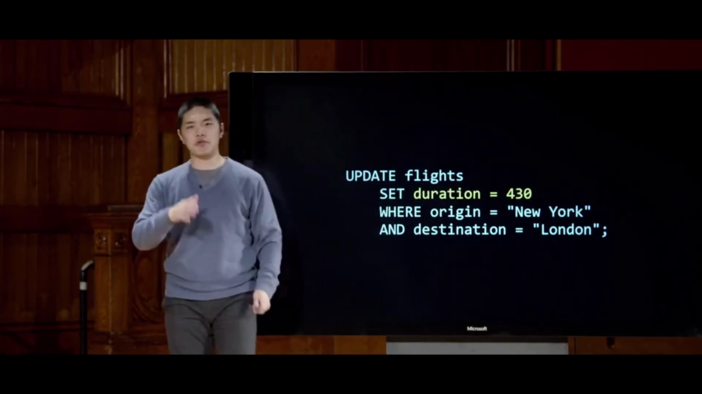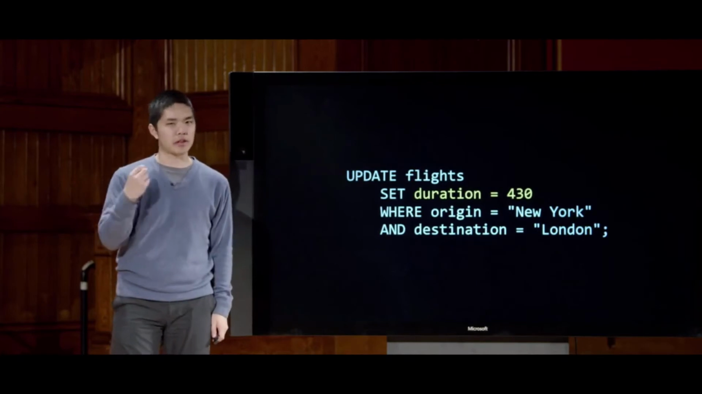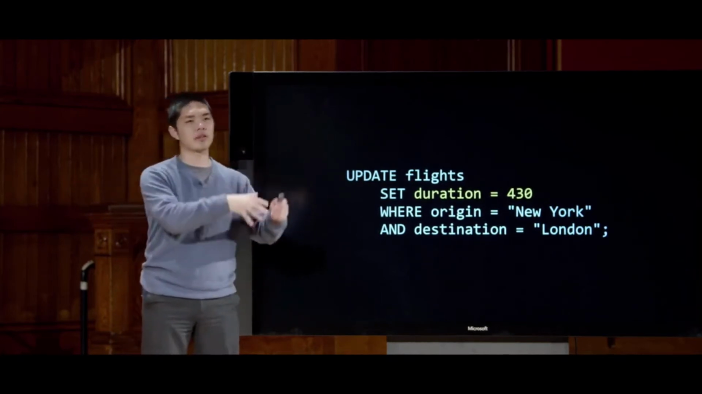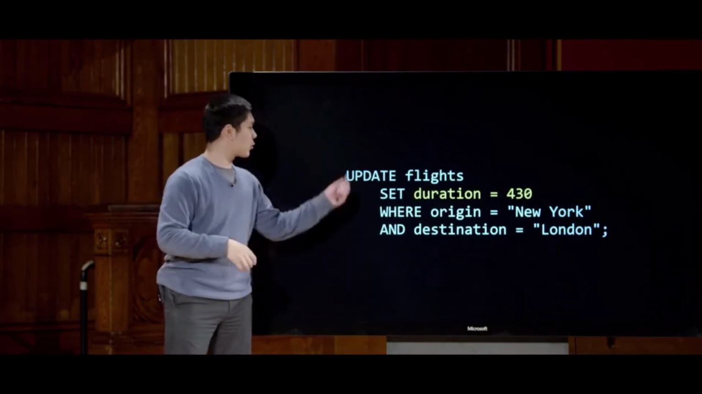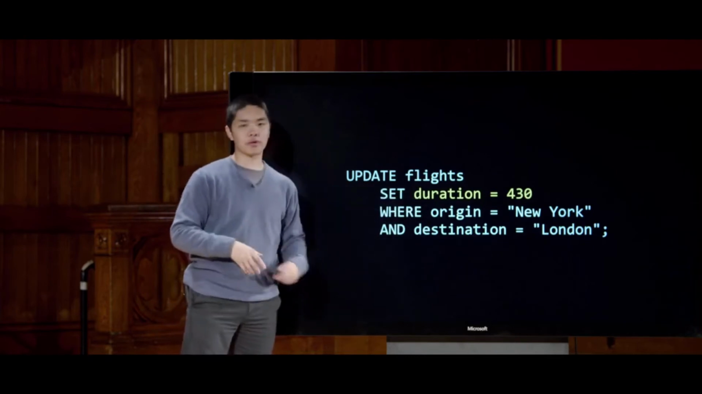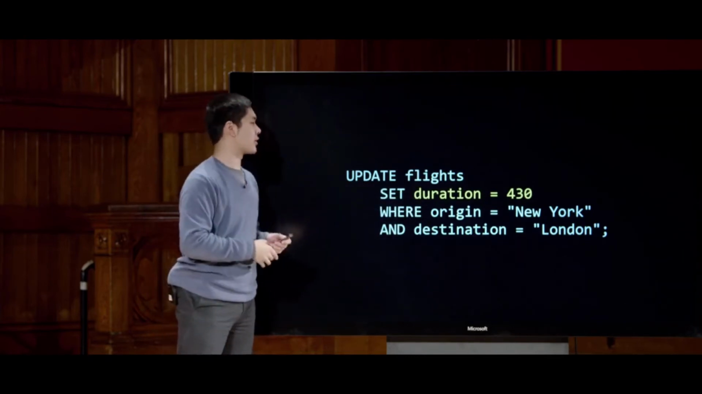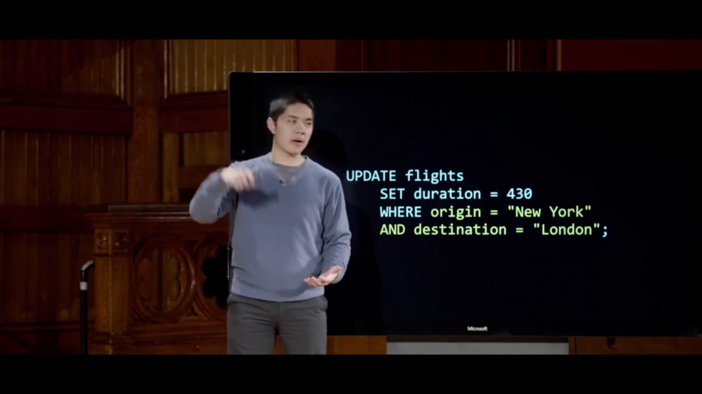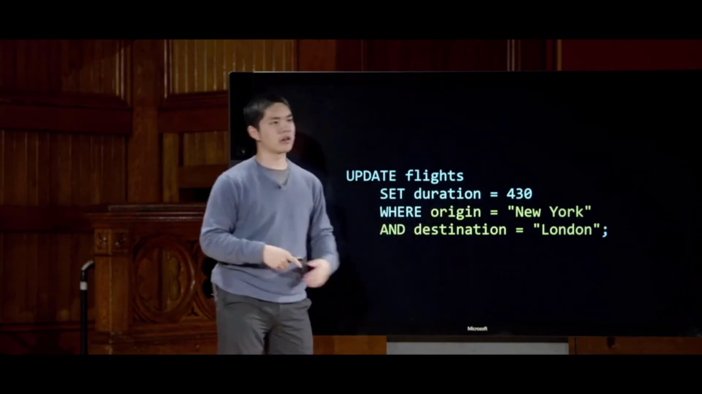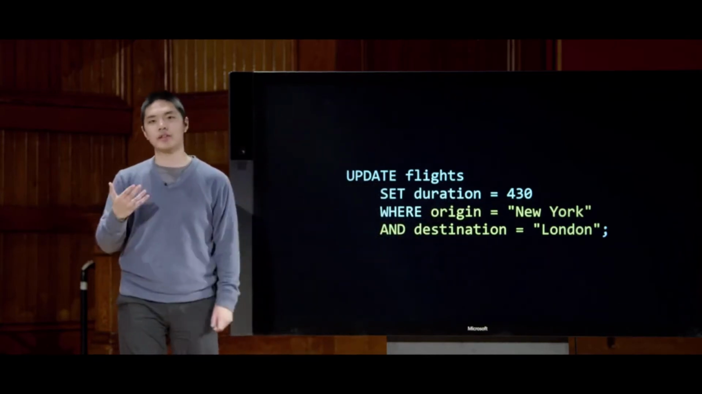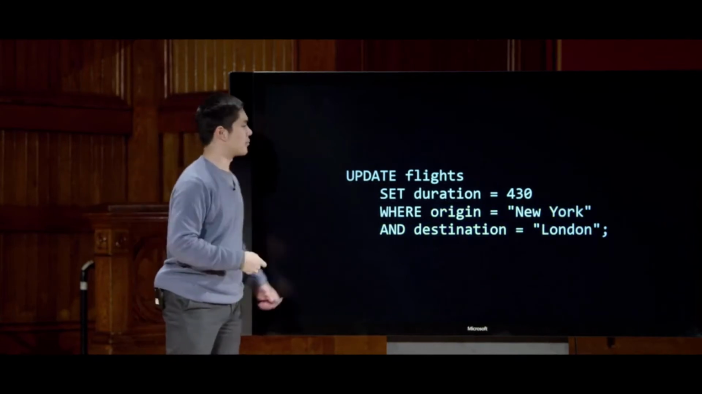But of course, I don't want to change it to 430 for every single flight. Just as in a select clause, I could say where something equals something, or where and then some other clause to specify where I want the rows to be selected from. Likewise, to an update, I can say set duration equal to 430 where a particular condition is true. So here, I'm going to look through the flights table, find all of the flights where the origin is New York and the destination is London. And for those rows, I'm going to update the value of the duration column, setting the duration column equal to 430. So using that syntax, I can take data and update it, changing one value to another value by pinpointing which row or rows I would like to change.